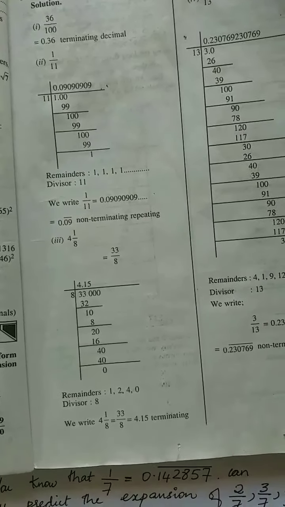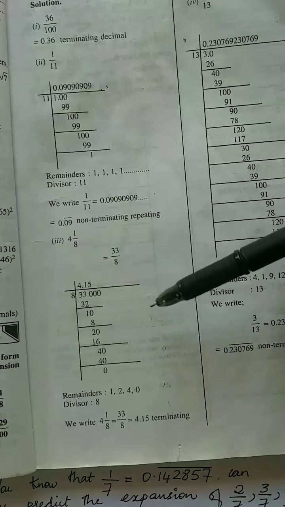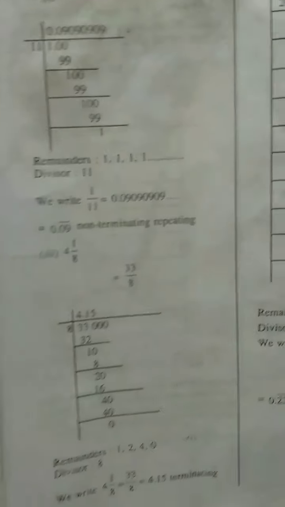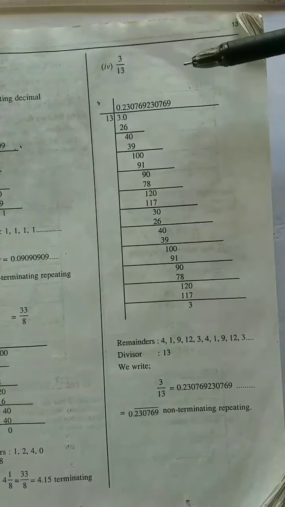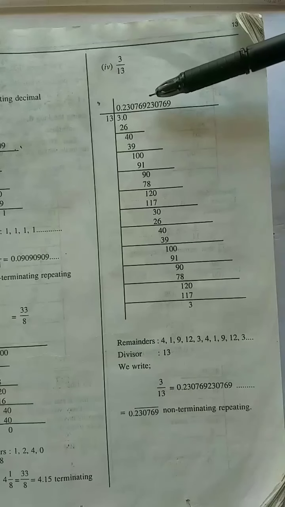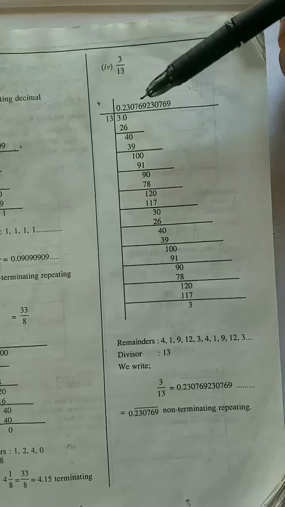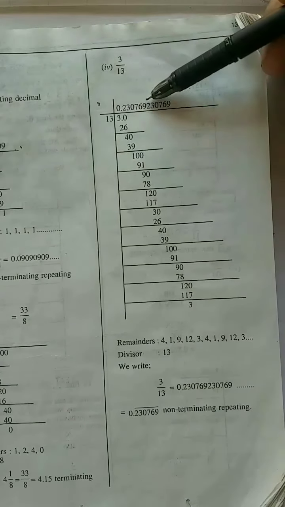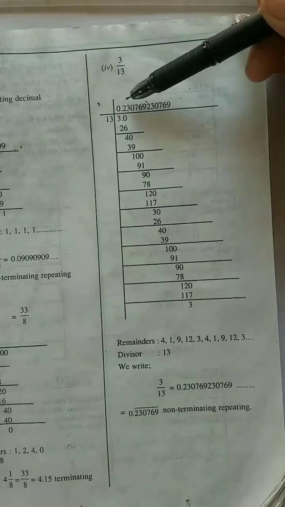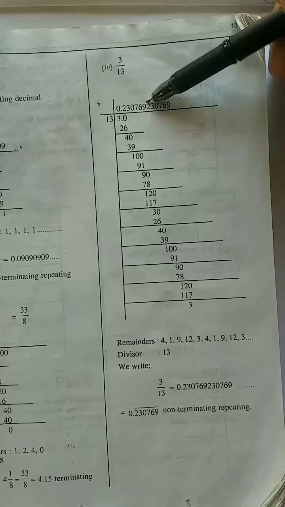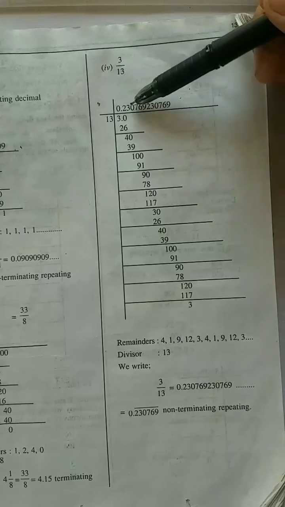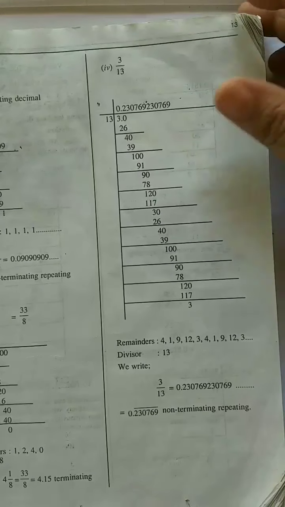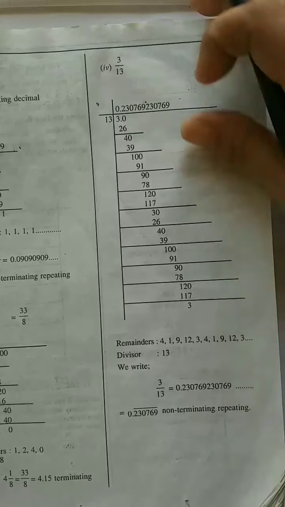For 4, 1 by 8, the answer is here. So this is also terminating. Then 3 by 13. Sometimes the decimal expansions may be so lengthy that you may first think this is non-terminating as well as non-repeating. But the fact is, after a certain point, you may get it as repeating here. See, 230769, again this is getting repeated here, 230769. So you're going to put a bar on all these 6 digits. Okay. Here you have the solution for this question also.